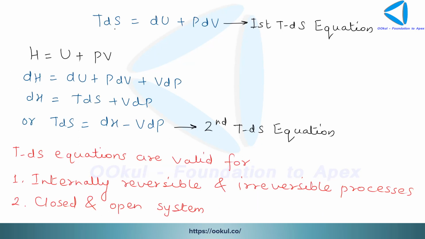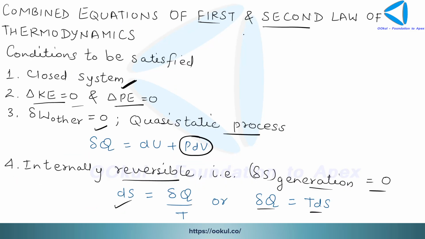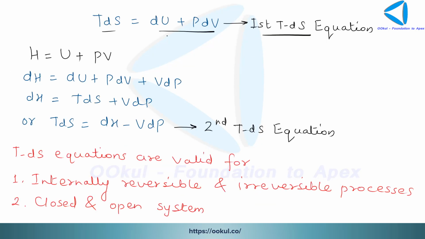Next, TdS equal to dU plus pdV. This is the first TdS equation we get. How? Because we know del Q equal to TdS, and we can write the first law as del Q equal to dU plus pdV. So from here we can write del Q equal to TdS, so we write TdS equal to dU plus pdV. This is the first TdS equation.